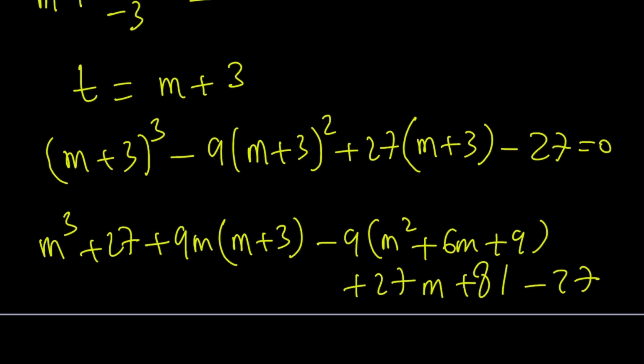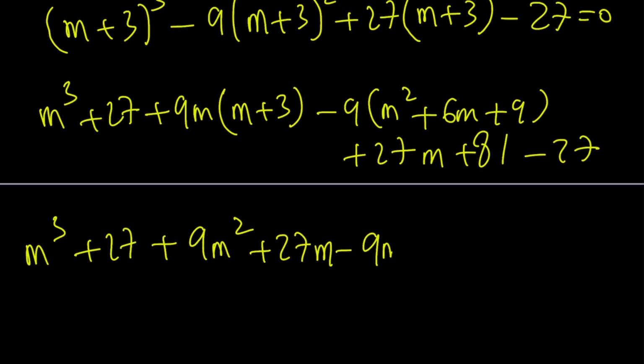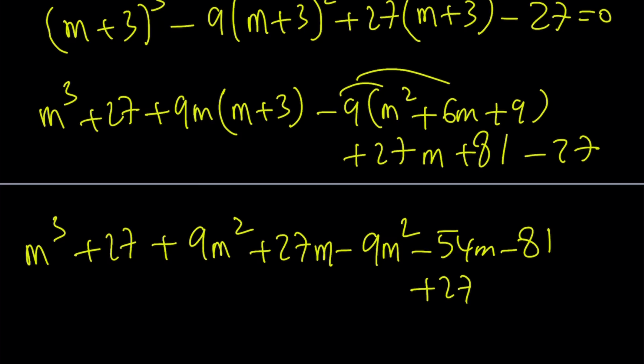So let's go ahead and put it all together. So I get m cubed plus 27 plus 9m squared, plus 27m, minus 9m squared, minus 54m. I'm distributing the -9 now. Minus 81. And then plus 27m plus 81 minus 27. So this is going to be interesting.